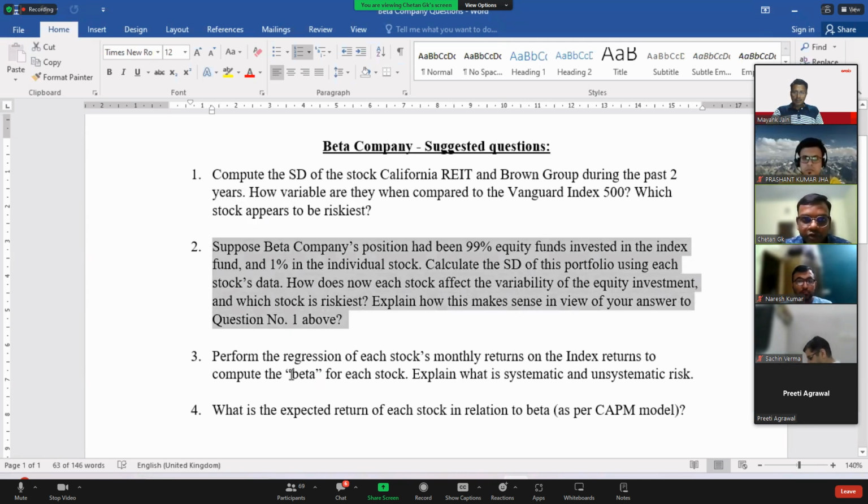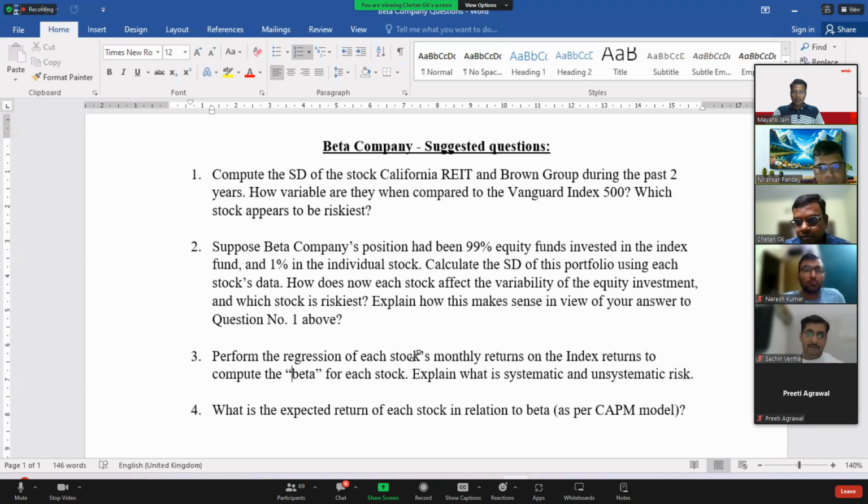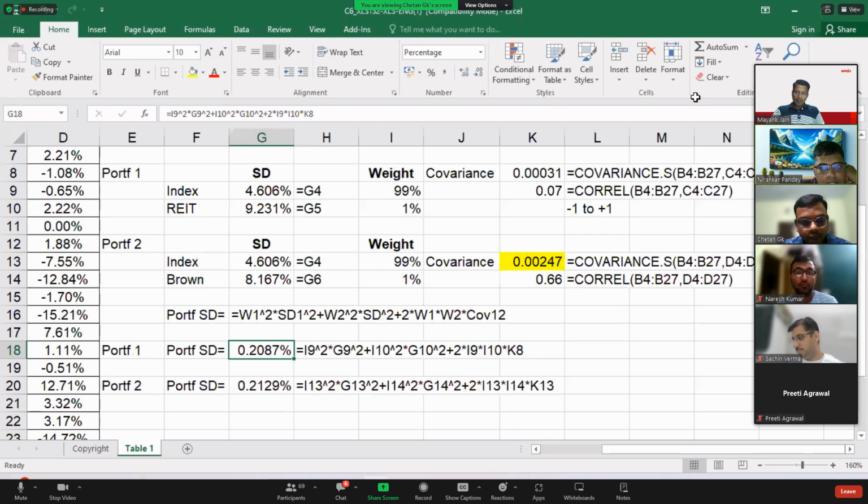Shall we move on to the next question, or do you have any doubts before I move on? Just one doubt: based on the calculation, you are saying that portfolio 2 is less risky compared to portfolio 1? No, portfolio 2 is more risky, right? But its value is coming 0.2129%. So 0.21 is higher than 0.208, no? Oh, okay. See for yourself. That is the reason I did it to 4 digits here.